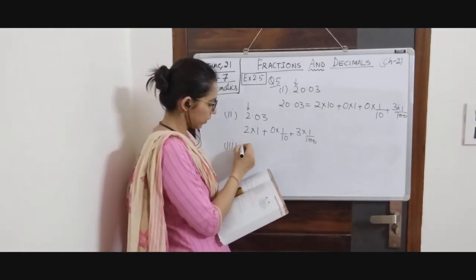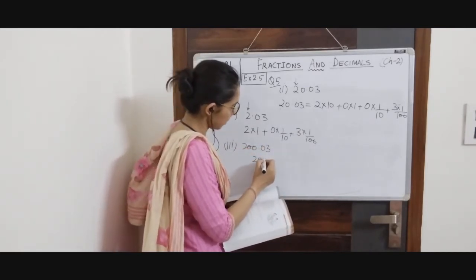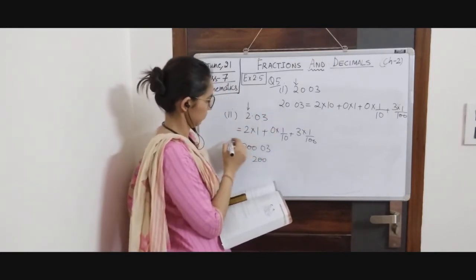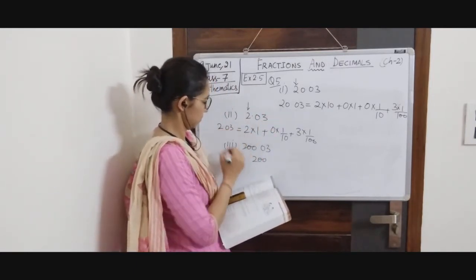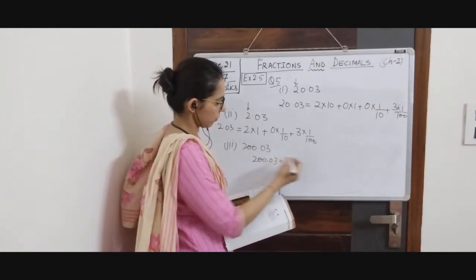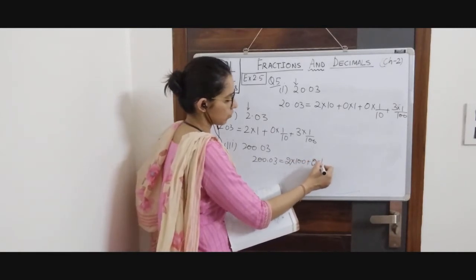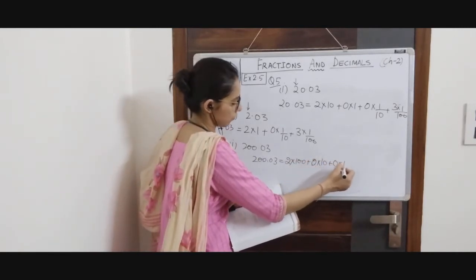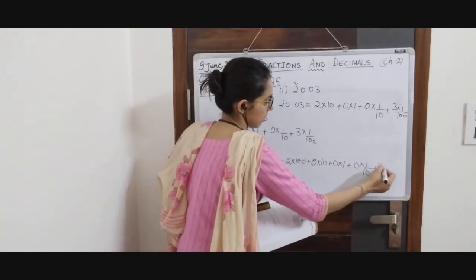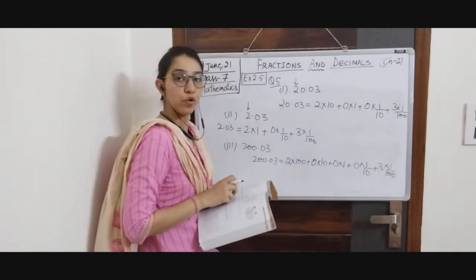Part 3 says that we have to write the expanded form for this number. It will be equal to 2 into this is 100th place, then you have 10th place, then you have 1st place, then 10th place and then 100th place. Okay.